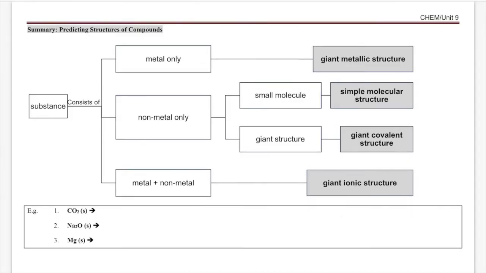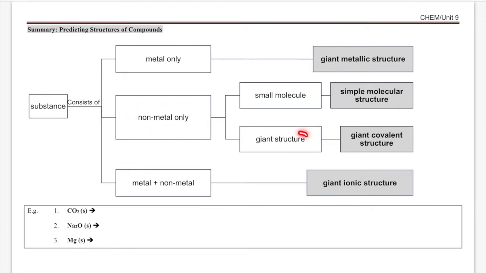Now let's do a summary of this unit. So in this unit, you have learned 4 structures in total. And how do we decide what kind of structure a substance has? Okay, we need to look at its composition. So if the substance contains metal only, then it can only have giant metallic structure. But if the substance contains non-metals only, then you need to consider 2 cases.